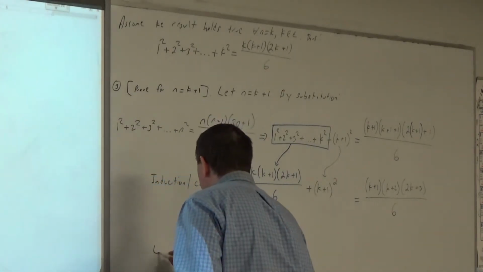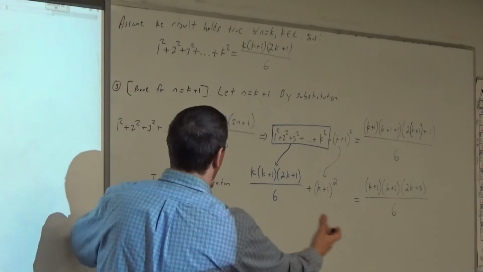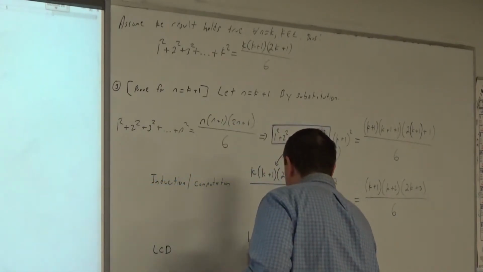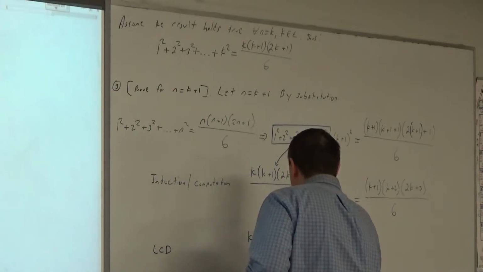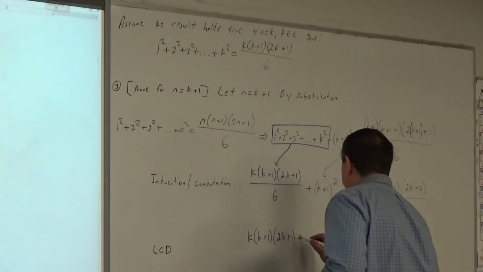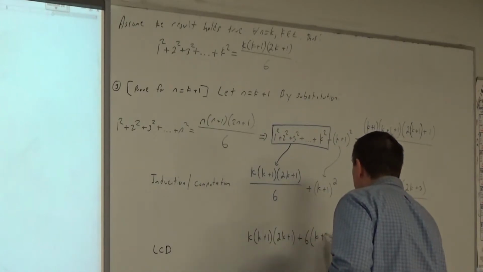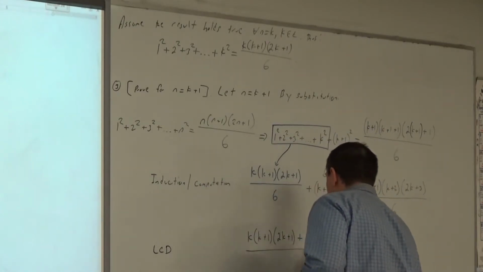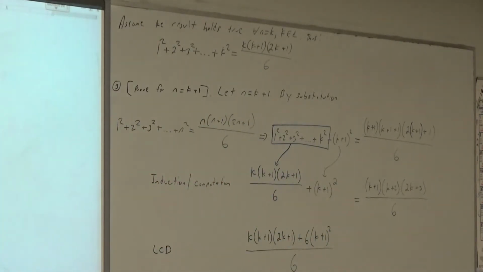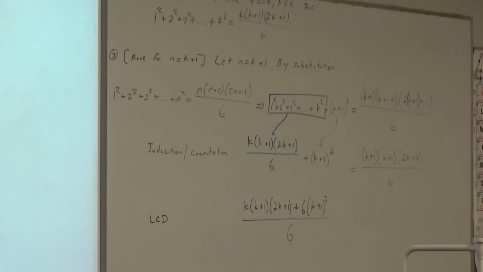And what I'm going to do is immediately write this as one mega fraction, if you would. So if somebody will check me just to make sure that this is good: k plus 1, 2k plus 1, plus 6 quantity k plus 1 squared, divided by 6. Does that look like a good mega fraction? Or at least for this problem. Maybe it doesn't look good. I mean, I think it's sexy, but, you know, what do I know?